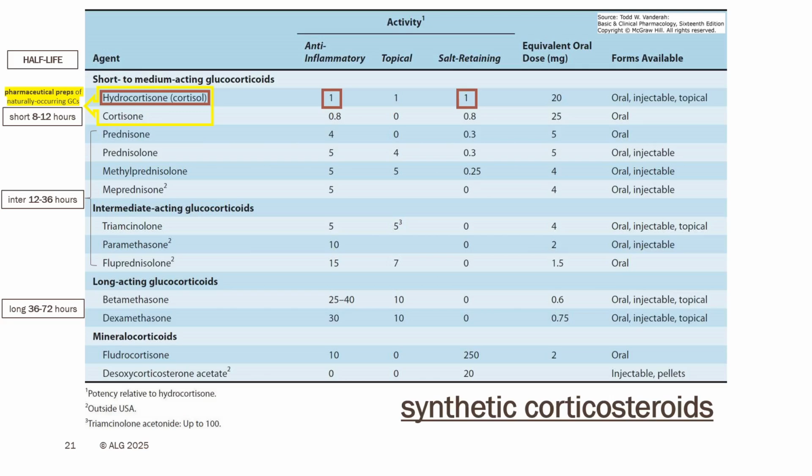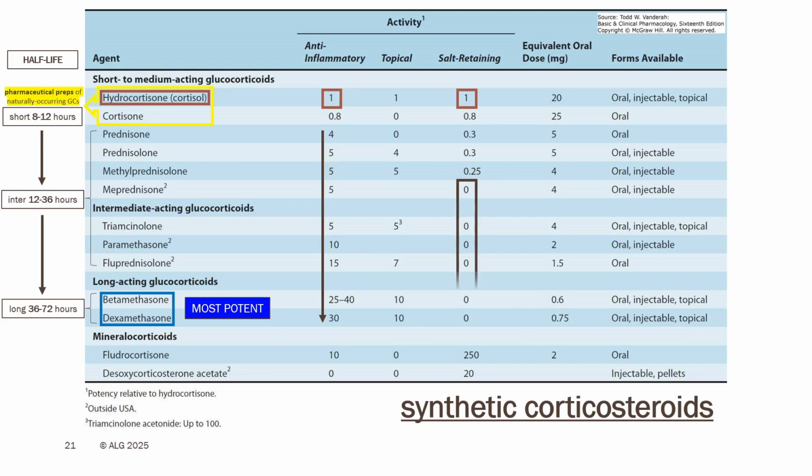Now, the increase in half-life translates into an increase in anti-inflammatory effect, which is part of glucocorticoid activity. Betamethasone and dexamethasone are long-acting and the most potent glucocorticoids. With synthetic alterations, the longer-acting glucocorticoids have no salt-retaining activity. On the other hand, fludrocortisone, the synthetic mineralocorticoid, has potent salt-retaining activity of 250 at 2 mg, but we treat mineralocorticoid deficiency at a low dose of 0.1 mg, so the anti-inflammatory activity is negligible.